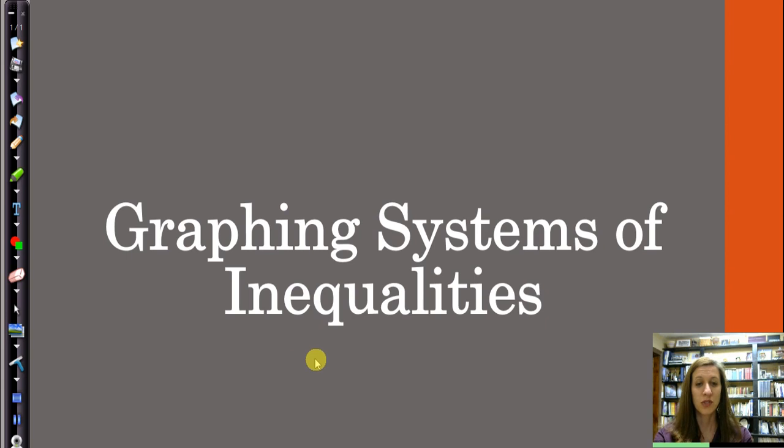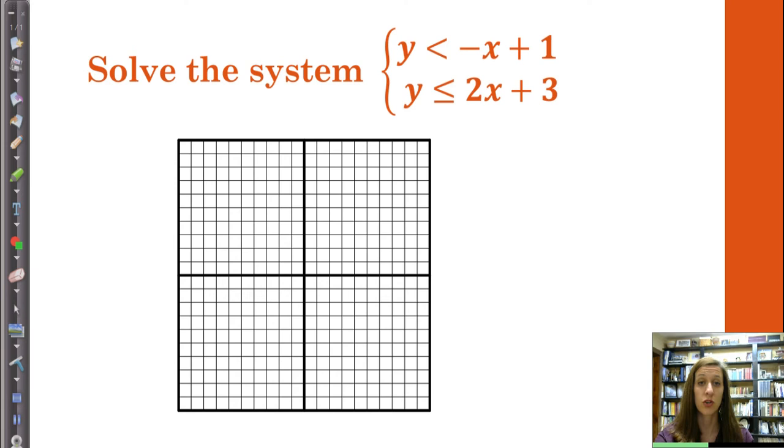Okay, we are going to graph systems of inequalities. So just like we've been graphing systems, you're going to get this time two inequalities, and you're going to have to tell me where those two inequalities intersect, or you're going to have to tell me their solution. So we are first going to graph each line.